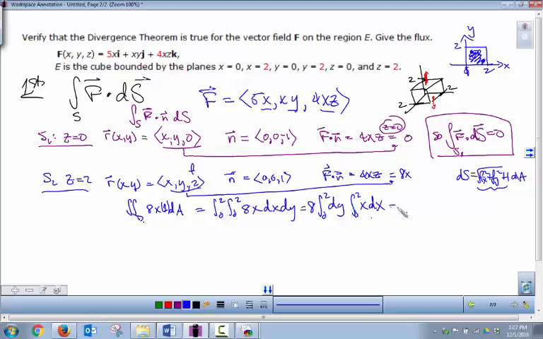So I don't know, what do you get? You get 8 times, this is going to be y from 0 to 2. And then this is going to be x squared over 2 from 0 to 2. It'll just be 2 again, right?